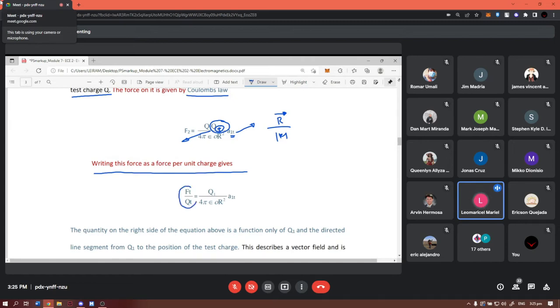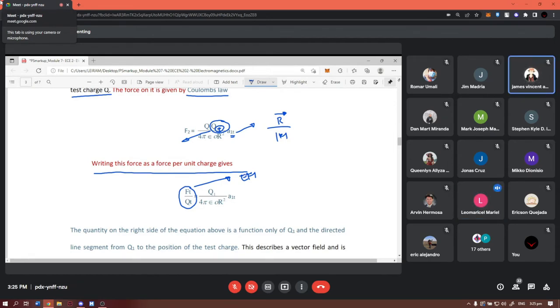This FT over QT is known to be your E, the electric field intensity. Okay? That is called your EFI or the field strength because the field strength is defined by force per unit charge. Then the test charge is the one that is called the unit charge. Pwede kong gawing ganon. Pwede, agree ba kayo? Agree? Okay lang po, sir.